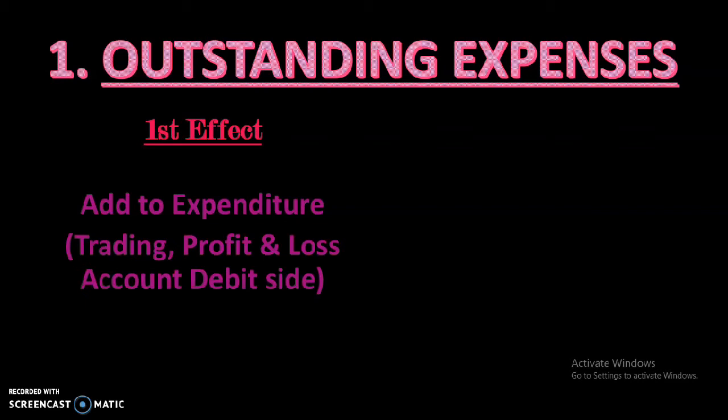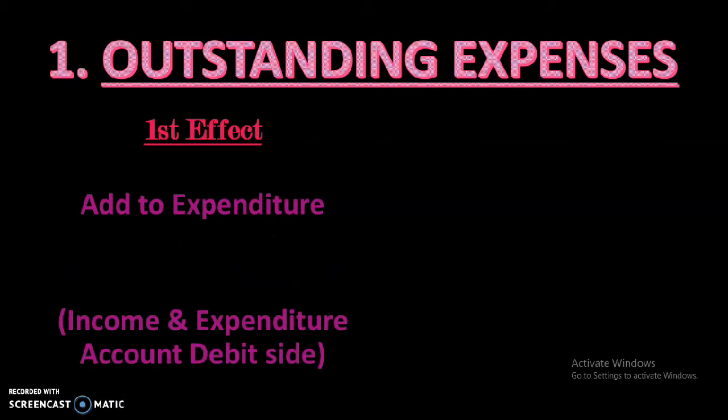In partnership final accounts, we add it to the expenditure either in trading account or in profit and loss account to the debit side. However, in the chapter NPO, we do not prepare a profit and loss account, but we prepare an account which is similar to profit and loss account. Yes, that's the income and expenditure account to the debit side. So outstanding expenses add to expenditure to the debit side of income and expenditure account. And the second effect, we add to the liabilities. This effect remains the same.